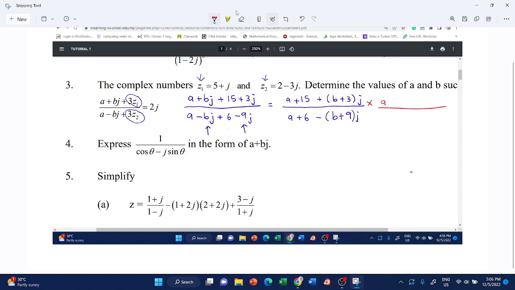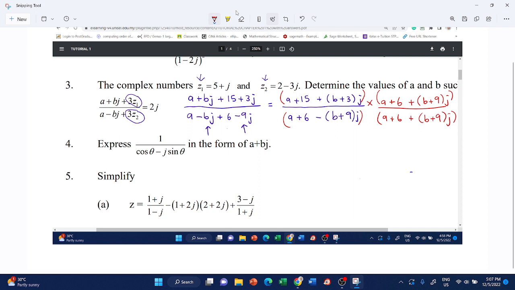What is the conjugate? A minus 6, A plus 6, plus B plus 9. Okay, so you expand everything. You expand everything. First bracket times with second bracket. Okay, that means numerator times numerator, denominator times denominator.